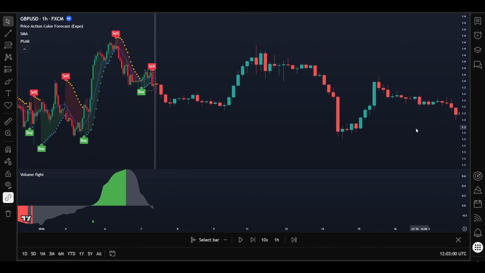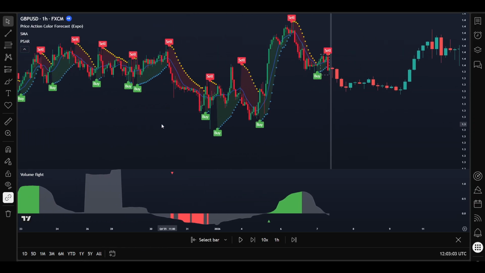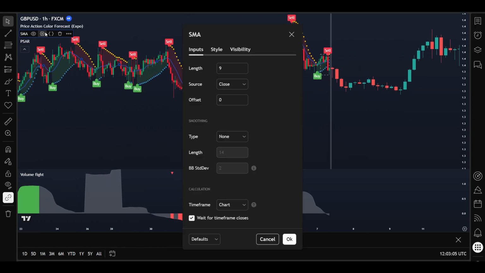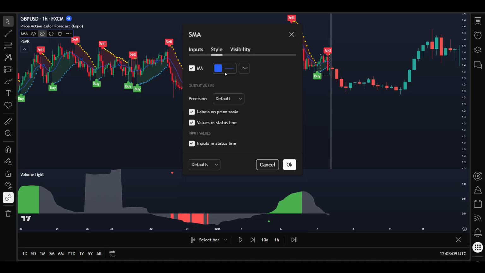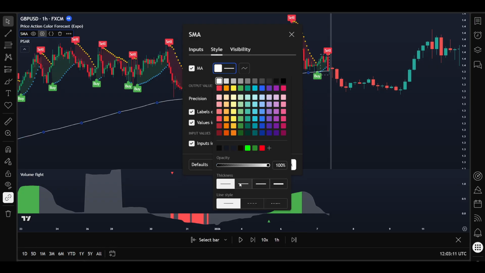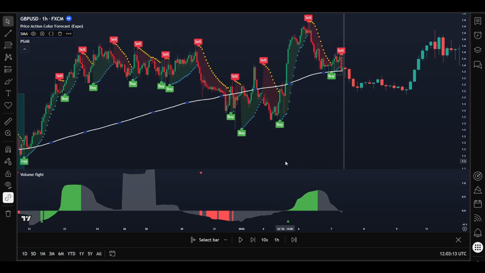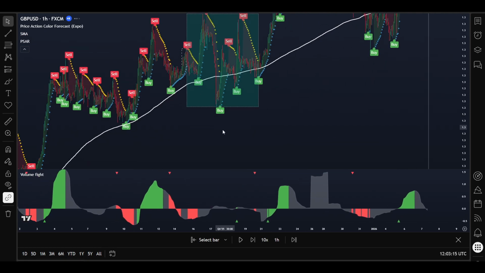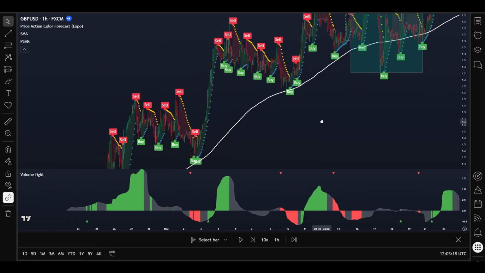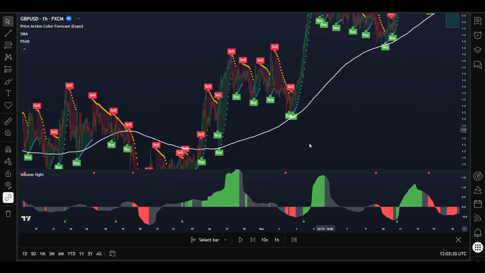Moving Average. Open settings and set length to 200. Change the color so it stands out clearly. Reading rule: price above the 200 moving average means bullish regime. Price below means bearish regime. We only trade in the direction of the regime.